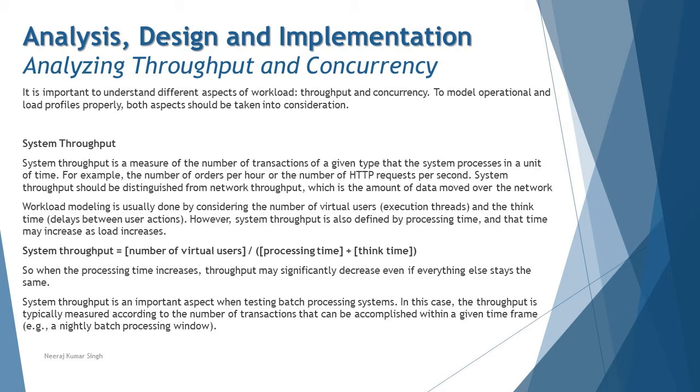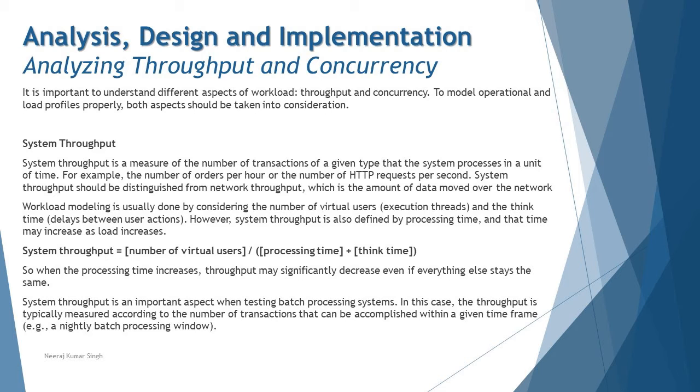It is important to understand different aspects of the workload, which include throughput and concurrency. In simple terms, I did tell you in the previous tutorial that throughput is the number of transactions placed per unit time, and concurrency stands for the number of users simultaneously working on an action or a system. To model operational and load profiles properly, both aspects should be taken into consideration, because these users will be the ones generating the necessary throughput on the scenario.